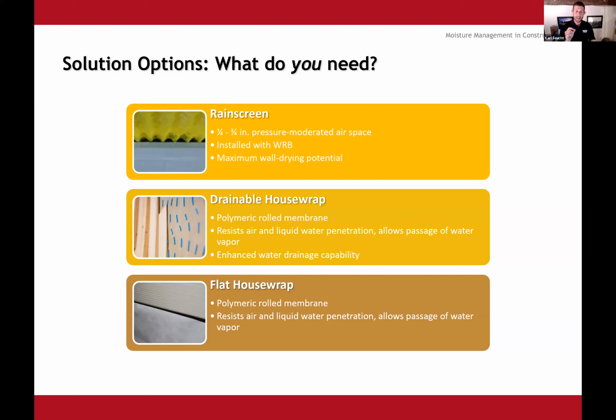And that's where you get not only the drainage, but the continuous airflow and maximum wall drying potential. One note is if you use a rainscreen, you must also use the WRB. So the good and the best go together. I hope that makes sense.